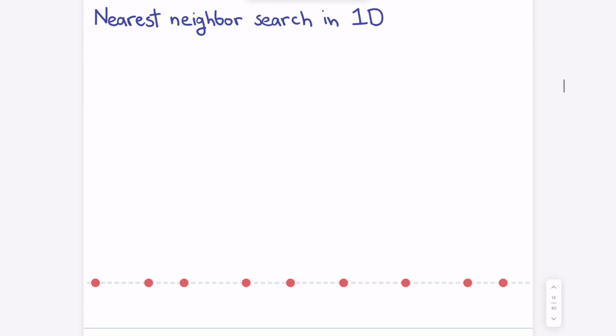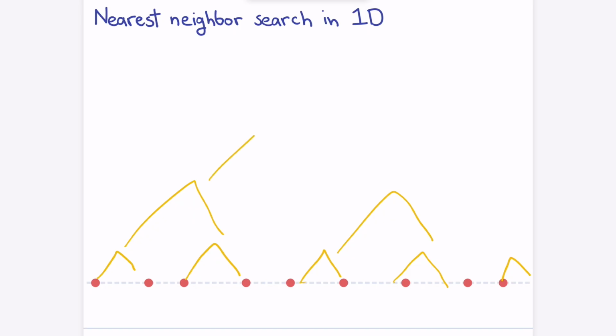So here's a warm-up. One-dimensional nearest neighbor search. All your points are on a line. How can you build a data structure to fulfill nearest neighbor queries? Yeah, just a balanced binary search tree, right? Every year I wish I had an even number. Something like this, and this will just take log n time to find the nearest point. Is it bigger, is it smaller? All right, so that's fine.